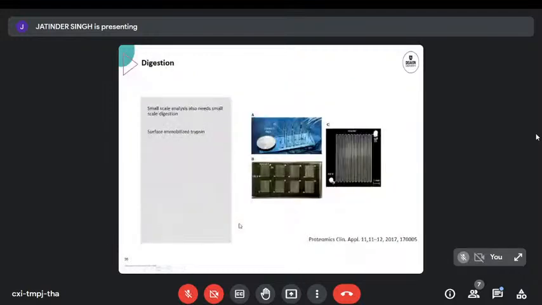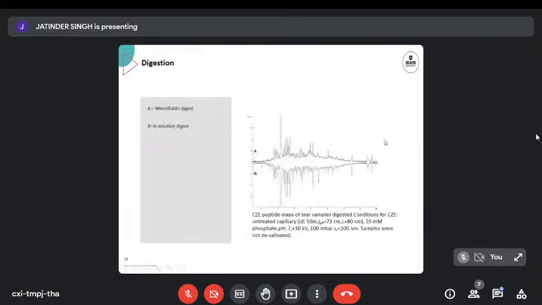Microfluidic devices have been very useful for doing digestion on the chip as well. The easiest way to do that is to immobilize trypsin on the inside of a microchannel. So you can functionalize the microchannel so that you can covalently attach trypsin. Then you pump your protein mixture through. It is continuously in contact with the trypsin, so by the time it comes out of the chip, you've got protein digest. And as you can see, microfluidic digest works as well as a normal in-free-solution digest.